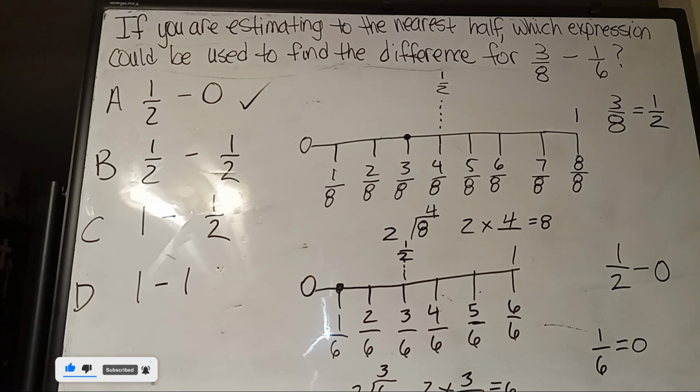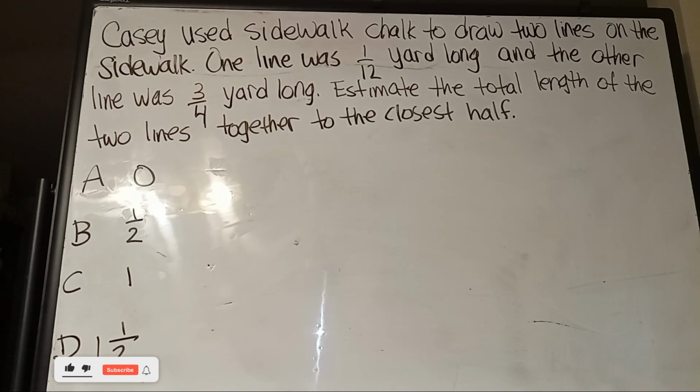All right. So for our next problem, Casey used sidewalk chalk to draw 2 lines on the sidewalk. One line was 1/12 yard long, and the other line was 3/4 yard long. Estimate the total length of the 2 lines together to the closest half. And our choices are A, 0, B, 1/2, C, 1, or D, 1 1/2.